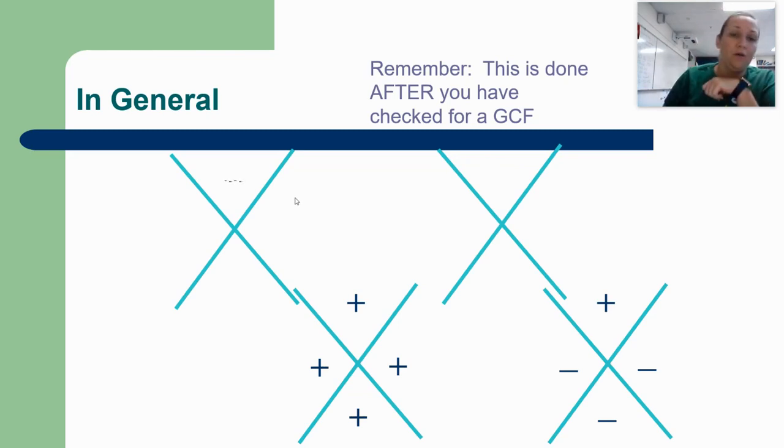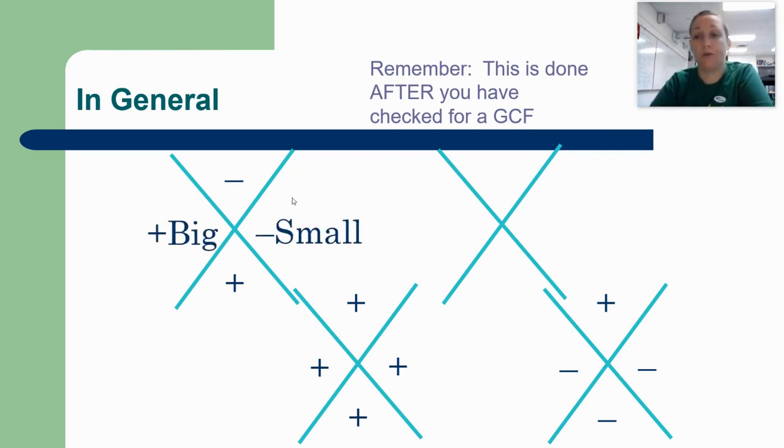Our next scenario has a negative top number and a positive bottom number. So we just did one like this. When you have multiplied to a negative, you need one of each, one positive and one negative. If I want my final answer for the adding problem to be positive, then I want my bigger number to be positive and my smaller number to be negative.